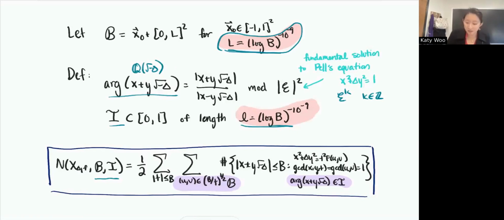So this is the same sum, but now we're going to take u and v to be in some scaling of our semi-short box. I say it's semi-short because it's technically a short box, but our length is very slowly going to 0, so it's kind of a semi-short box. And then we're going to also restrict our argument of x plus y times the square root of negative delta to be in this kind of short interval. And so our goal is to get an asymptotic on this expression that's good enough that we can just sum over all the possible short boxes and all the possible intervals to recover an asymptotic on nx of b.